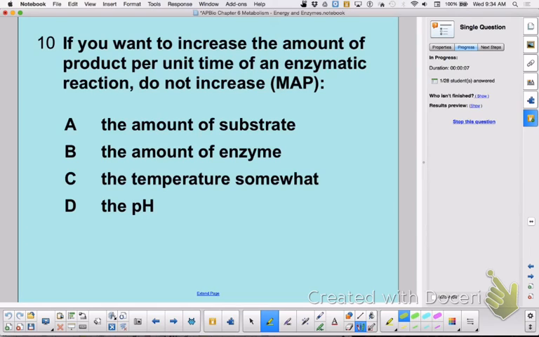This is written in a hideously tricky way, so just be careful of this. Do not increase. So all of those, right? How could you restate this question? If you want to increase the amount of product per unit time of an enzymatic reaction, it says don't do this. So all of these must increase the rate of the reaction except one.